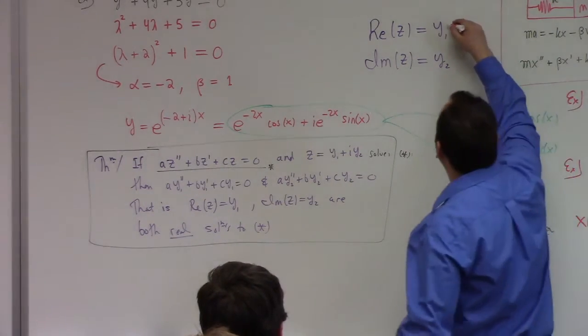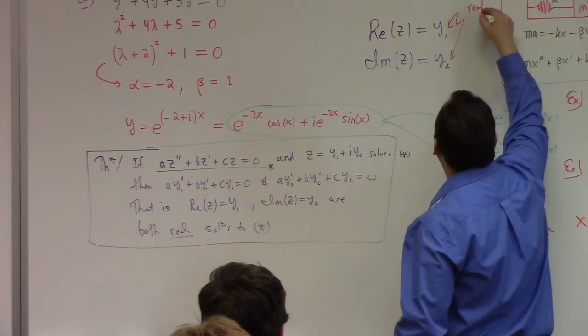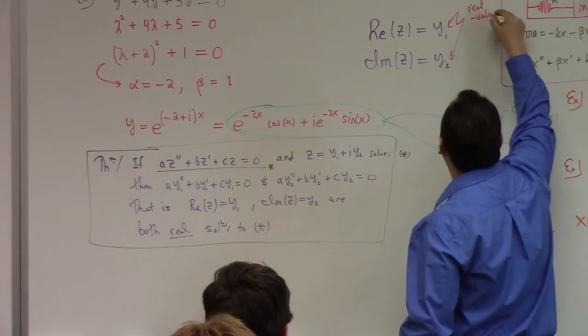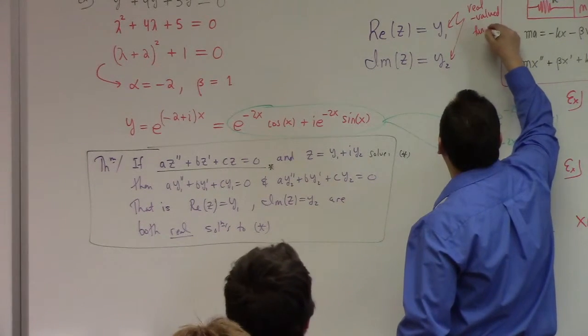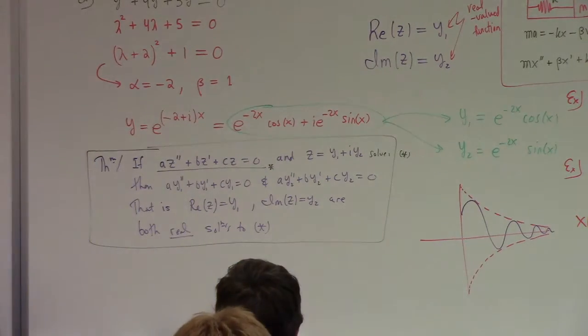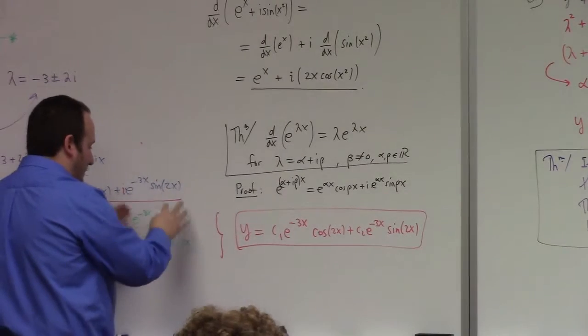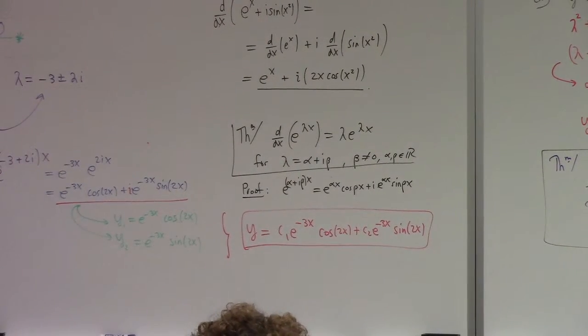These are both real valued functions. Their output is real. There's an i here, but the exponential and the cosine, the exponential and the sine, these are real functions, right? You take a real input to exponential or sine, you never get out an imaginary number. They're real.